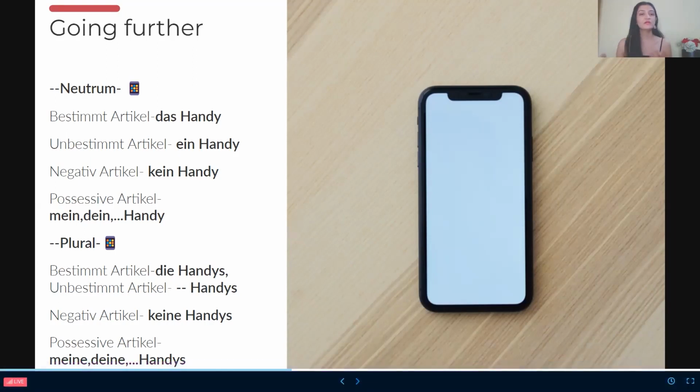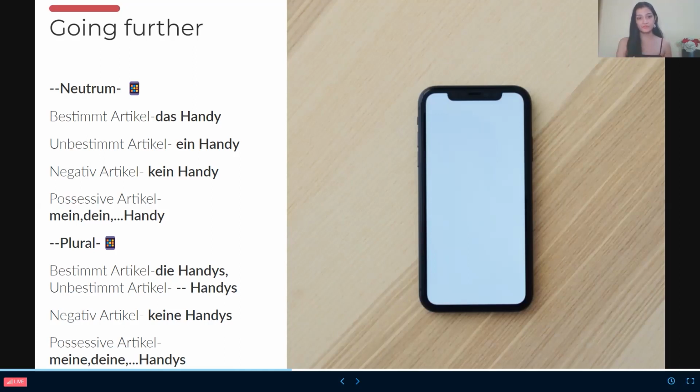Now coming to plural. In plural, bestimmt article, I have taken the example of the Handys, the mobile phones or the cells. Here the ending is E. So the same, unbestimmt, negative and possessive will follow. However, in unbestimmt, there will be no ending, as you can already have a look on my screen. Why? Because you already know that with unbestimmt, which is with indefinite, we cannot put any plural like bags or mobile phones. It's not possible. But it doesn't mean that we won't be putting any noun as well. So it will be only Handys, okay?